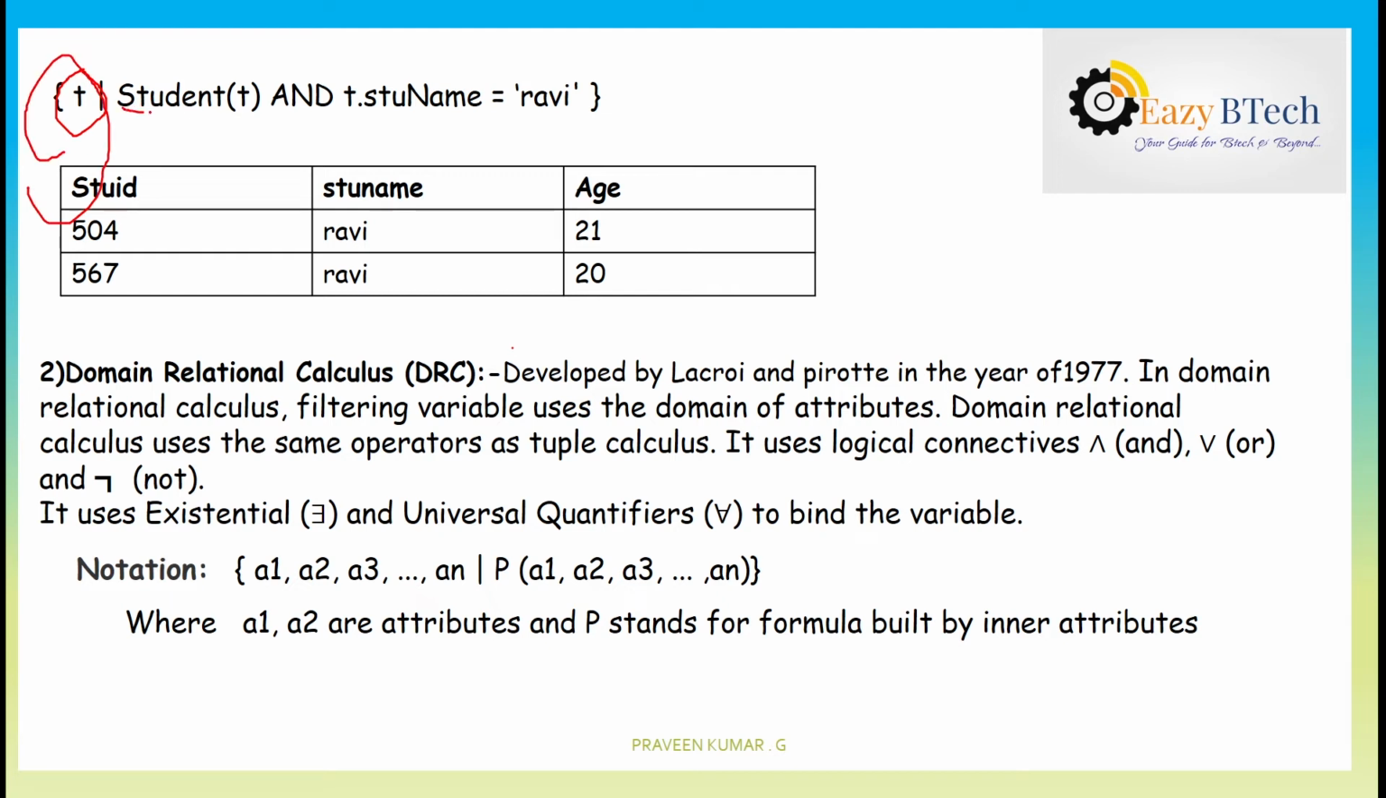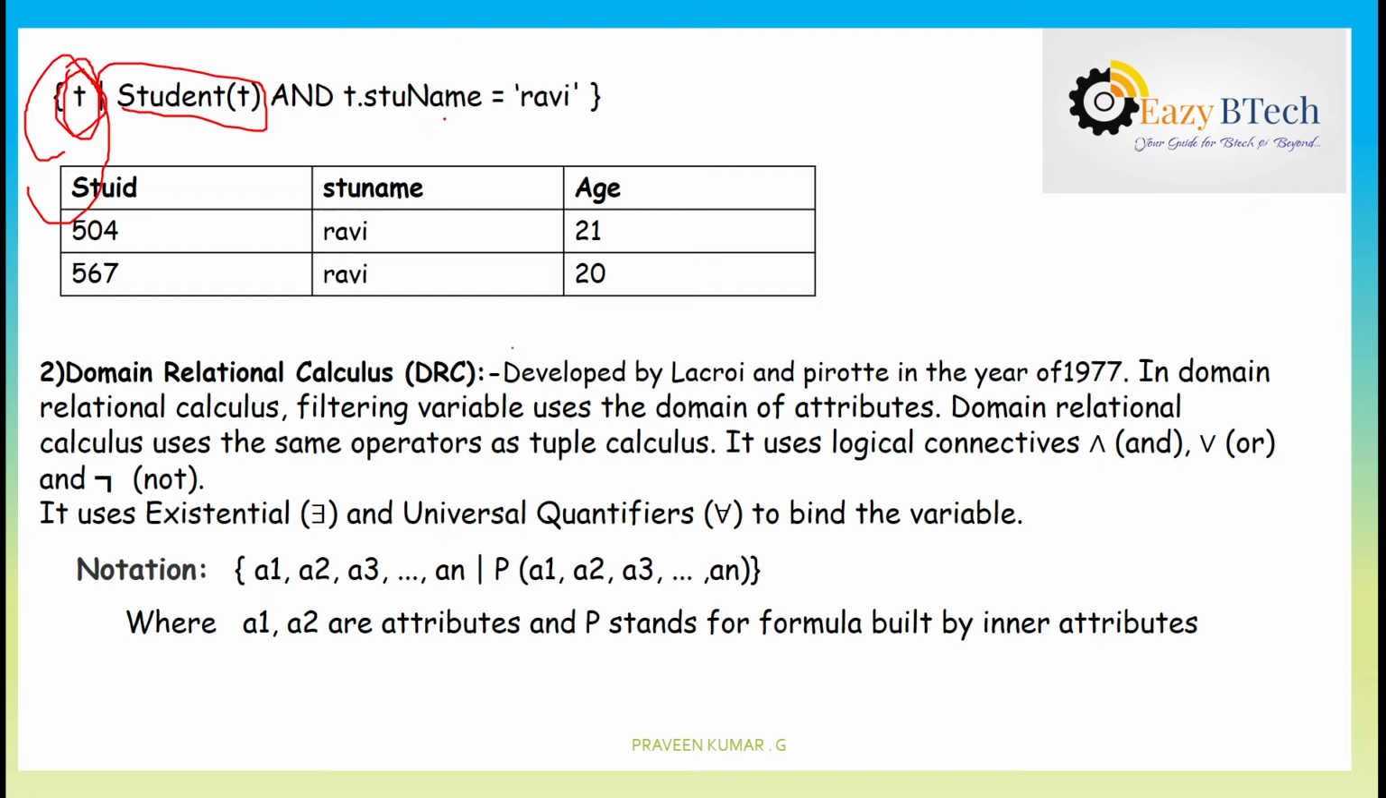Okay, what is the T? T represents Student, and T dot student name equal Ravi. I wanted to know the total information of the student whose name is Ravi. Who are the students having the name Ravi? I want total information. T represents total information: total query, total data, total number of tuples. How many tuples match the condition? We can get that.